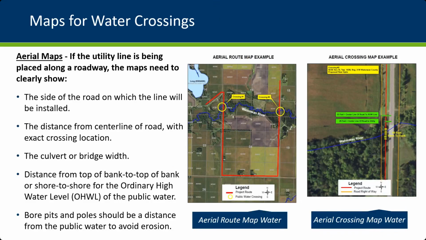Aerial maps for water crossings should show which side of the road the line will be installed, the distance from the center line of the road with the exact crossing right-of-way location, culverts or bridge widths, the distance from the ordinary high water level, which is the top of the bank to top of the bank or shore to shore, and locations of bore pits or poles. Bore pits or poles should be a distance from the public water or top of the bank to avoid erosion issues.